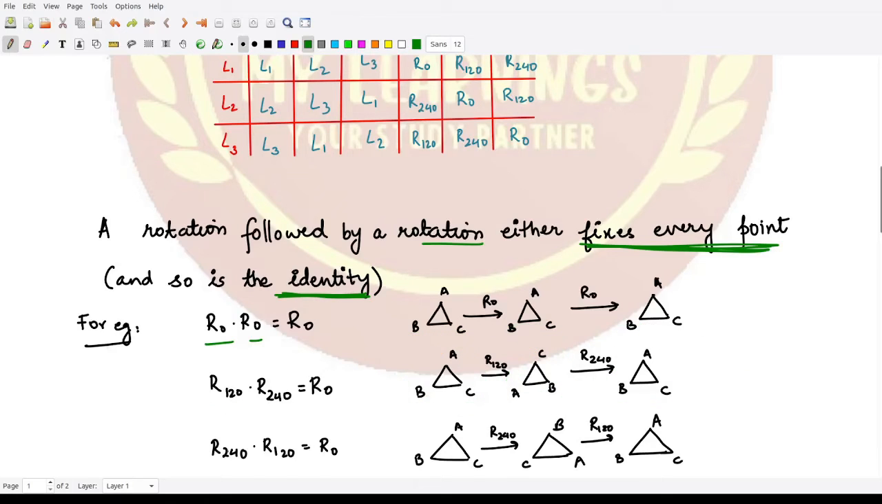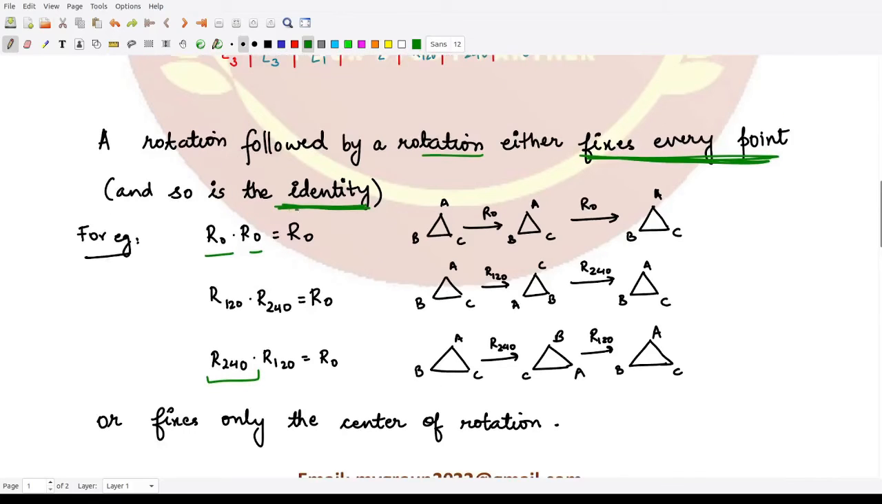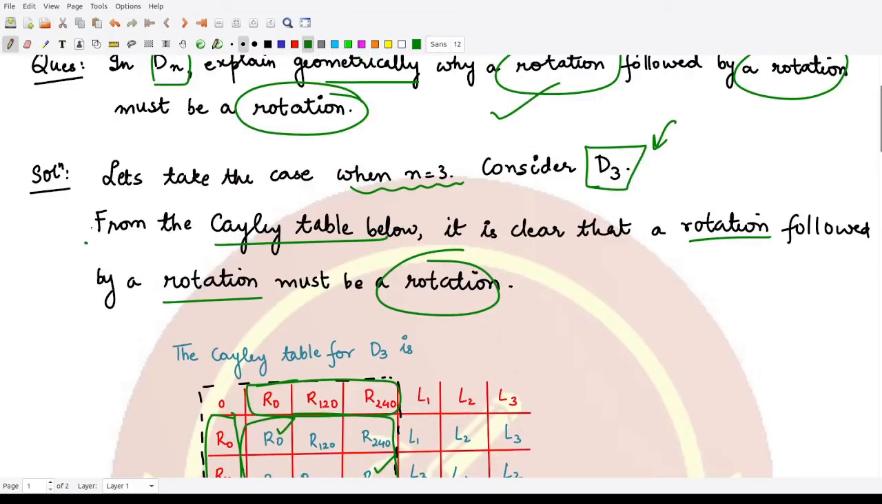For the next transformation, we have rotation by 240 degrees. So A is going to C, B is going to A and C is going to B, correct? This is what is happening. So we have this triangle. Now on this triangle we are applying R120, so B is going to C, C is going to A, and A is going to B. So we have this triangle. Now look at the results here. This triangle and this triangle are the same. So in moving from here to here, we are applying R0, the identity transformation, and nothing is being done over here. So in this case we have an identity rotation. So a rotation followed by a rotation which fixes every point is the identity rotation. This proves the result in this case.